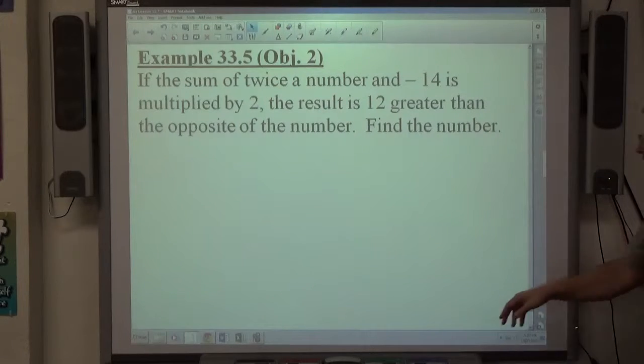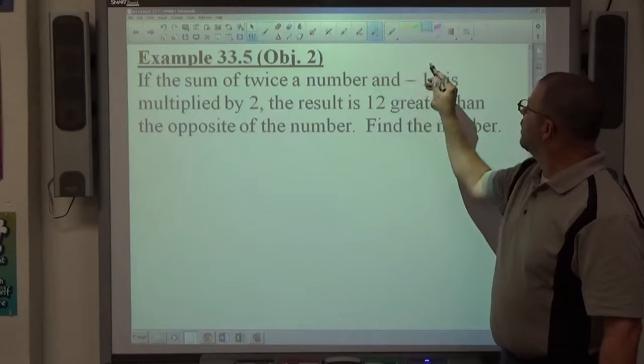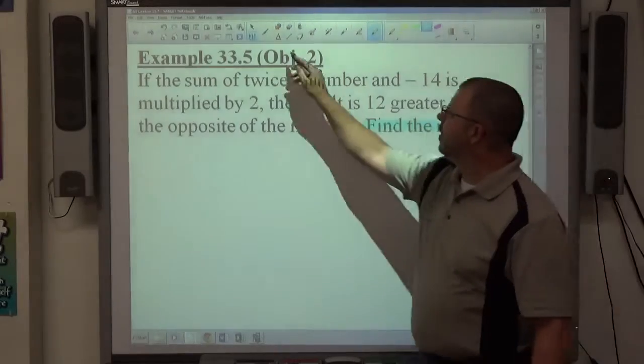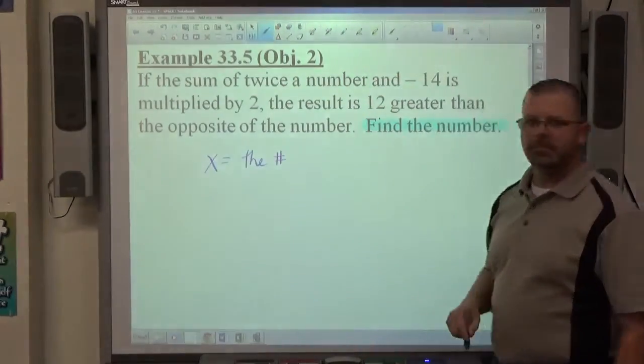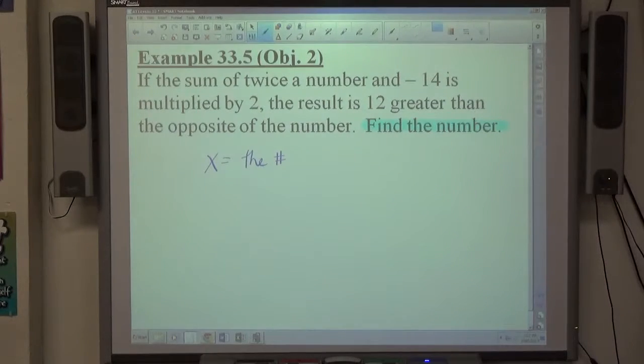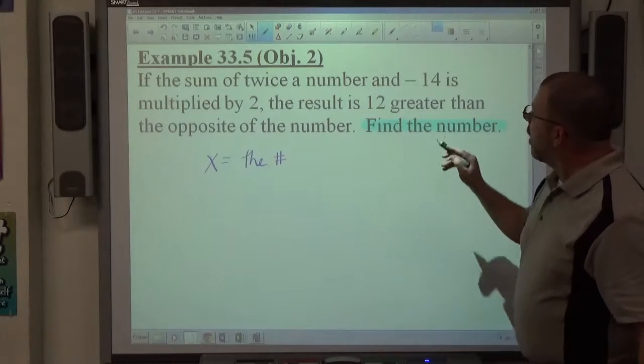Example 5. I'm going to skip right to the end. It says find the number. There's my directions, so I'm going to say x equals the number. It's going to be x equals the number every time right now. Write it anyway. Get in the habit of doing that. It's a good habit. All right.